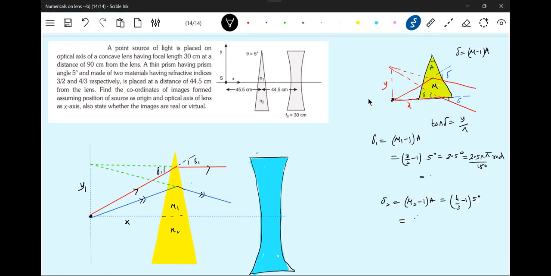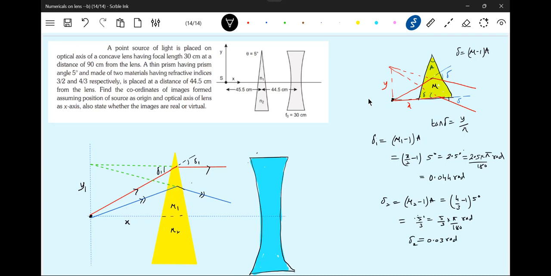Solving this, we'll get 0.044 radians. It's in degrees, so I convert it into radians; I'll multiply by pi by 180. Similarly, 5 by 3 into pi by 180 radians. So the deviation suffered by the lower part will become 0.03 radian.